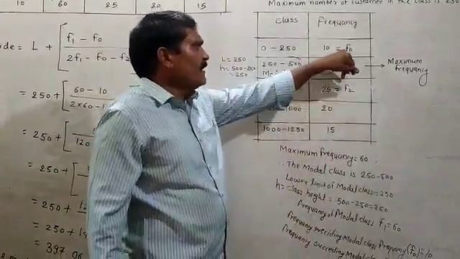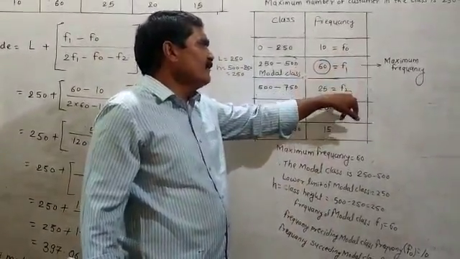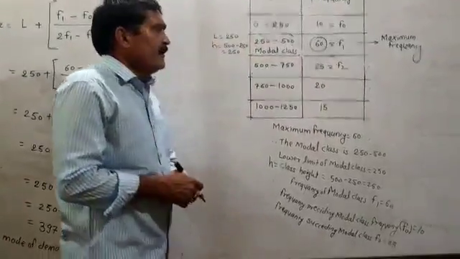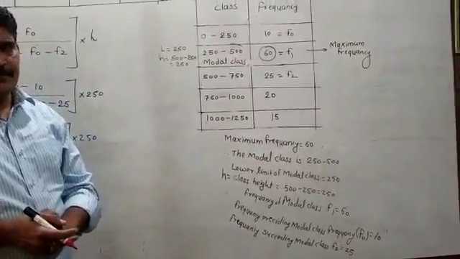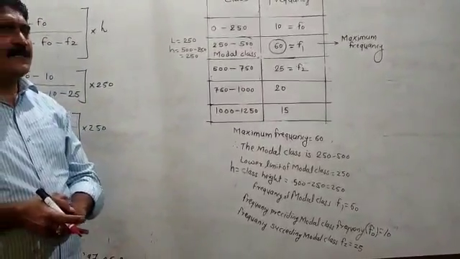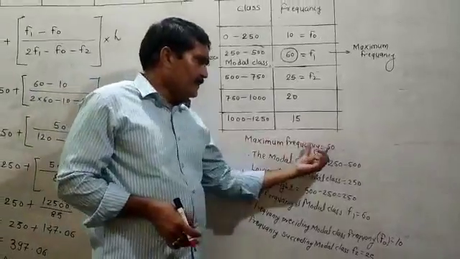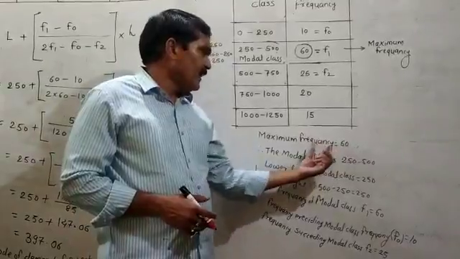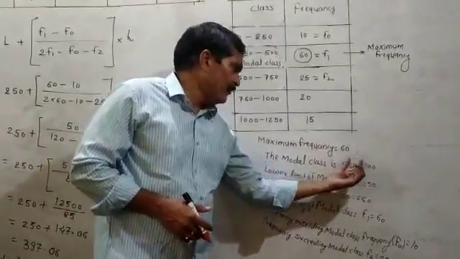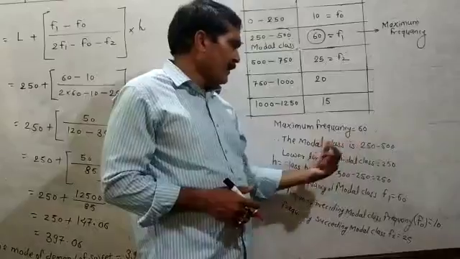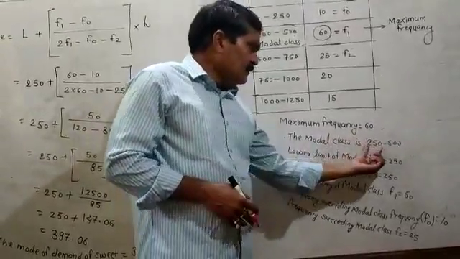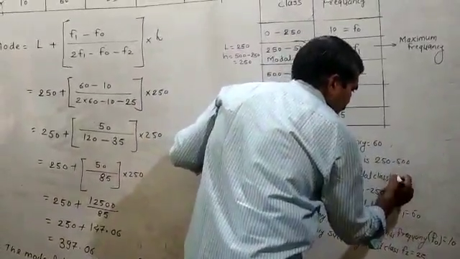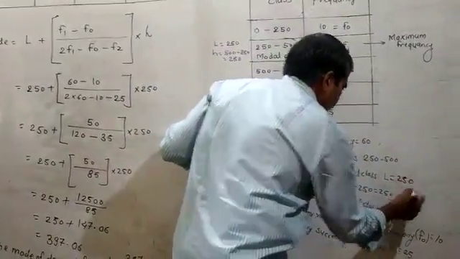Once you get F0, F1, F2, L, and h, it is very easy to find out the mode. Once again I will say that first of all you have to find out the maximum frequency. Then the maximum frequency is of the class 250 to 500, so that class is called the modal class. This 250 is the lower limit of the modal class. This one is denoted by L. L is equal to 250.